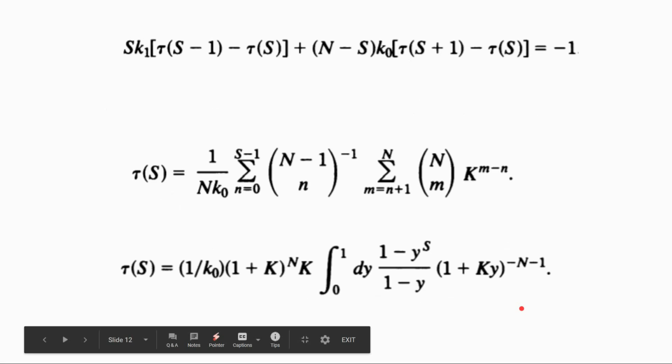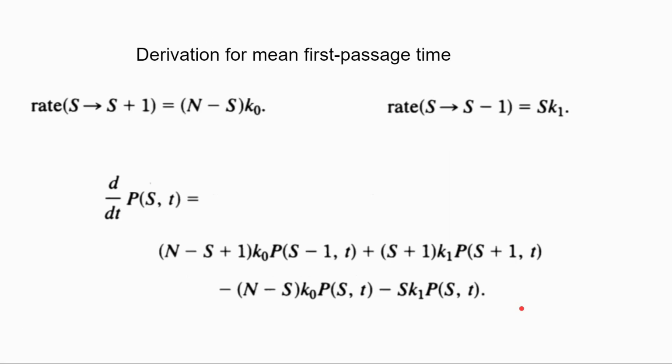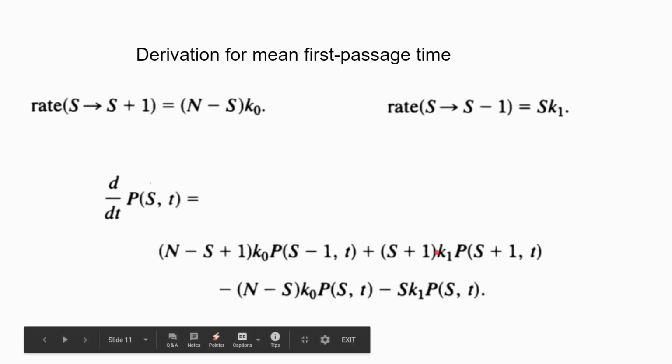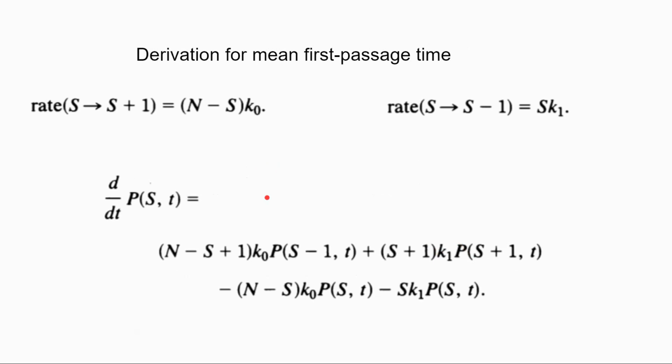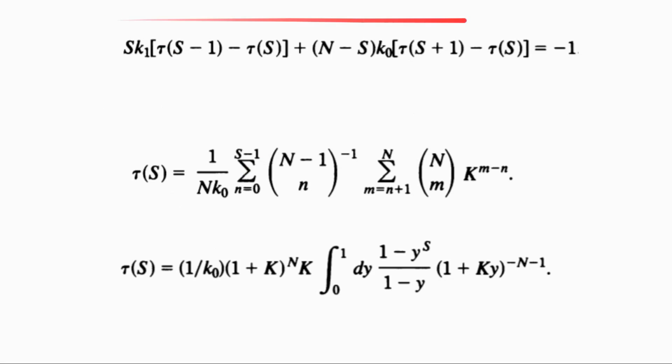And to go further, we can apply the boundary conditions that the probability of having -1 incorrect bonds and n plus 1 incorrect bonds is 0, because we are only considering the bonds from 1 to n. So using those boundary conditions, we get this expression for mean first passage time. And to solve this further, we can use some more boundary conditions.